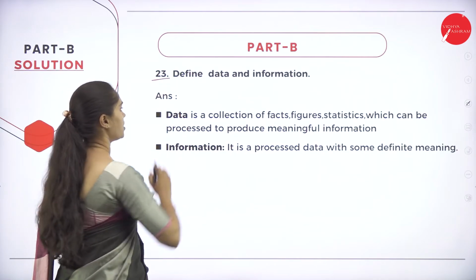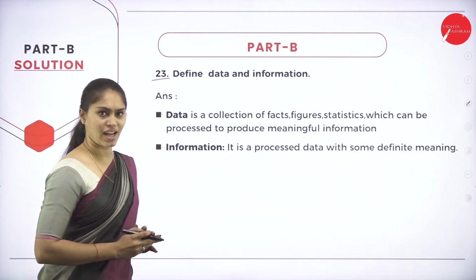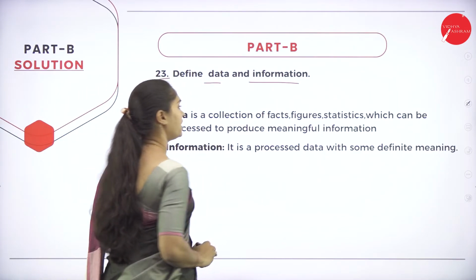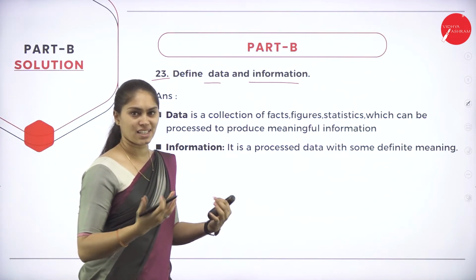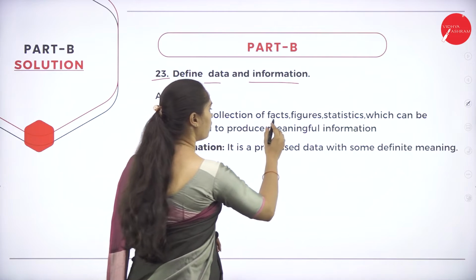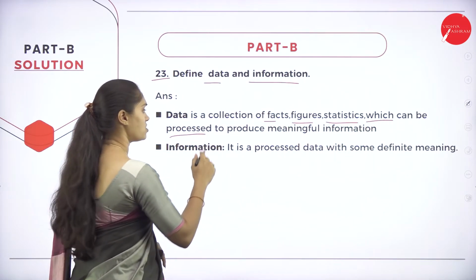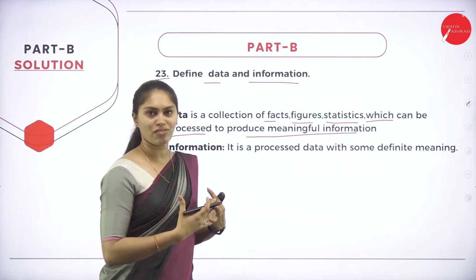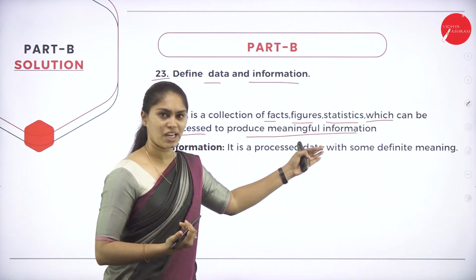We'll see the next question, that is question number 23: define data and information. What is data? What is information? Here, data can be anything. Data is a collection of facts, figures, statistics which can be processed to produce meaningful information. It is a raw fact. It needs to be processed in order to yield meaningful information.